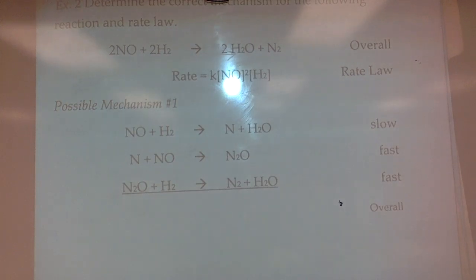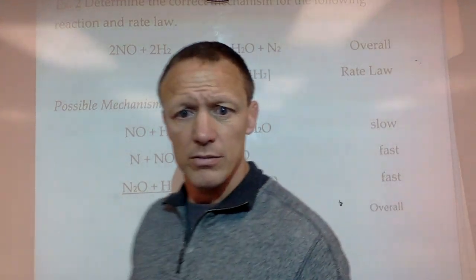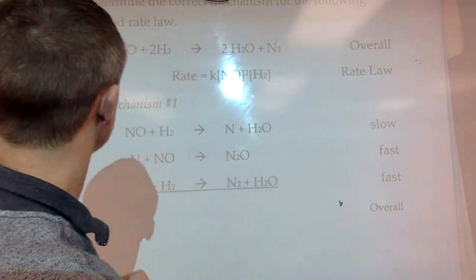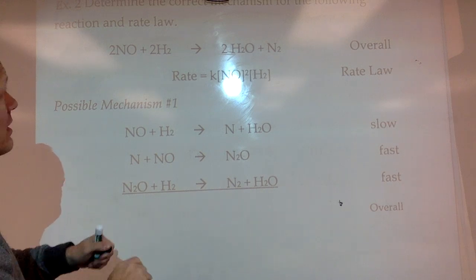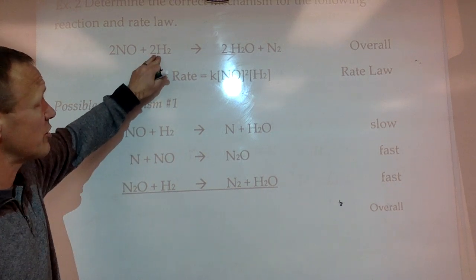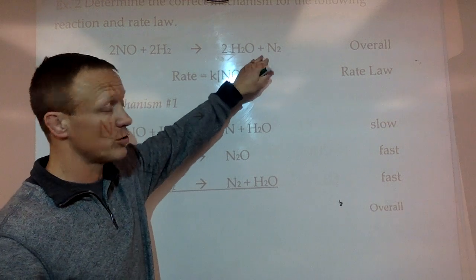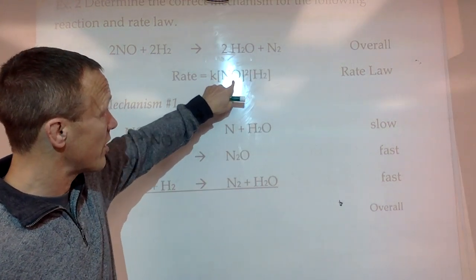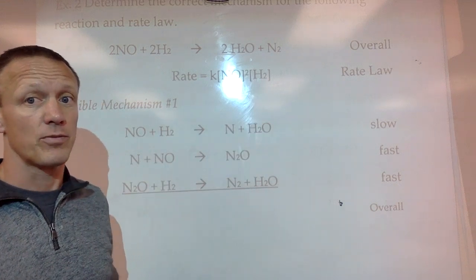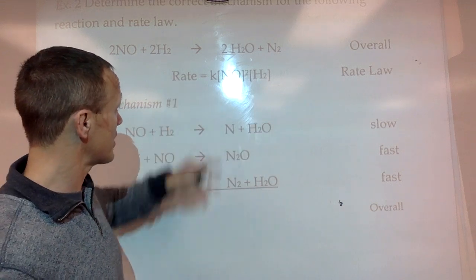Next part, determine the correct mechanism for the following reaction and rate law. First of all, here's the overall reaction we want: 2 NO plus 2 H2 to make 2 H2O plus N2. So we need to make sure that this does that. We want it to be second order for NO and first order with regards to H2 for our rate law. So our rate law is that.